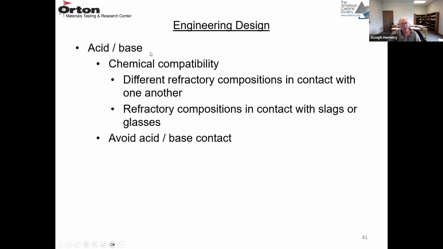So for acid-base compatibility, you have to worry about chemical compatibility when you have different refractory compositions in contact with one another, and when refractory compositions are in contact with whatever you're processing in the vessel, whether it's a slag or a glass or molten metal. You want to avoid acid-base contacts because acids and bases in these systems are going to react, and you want to avoid that reaction.